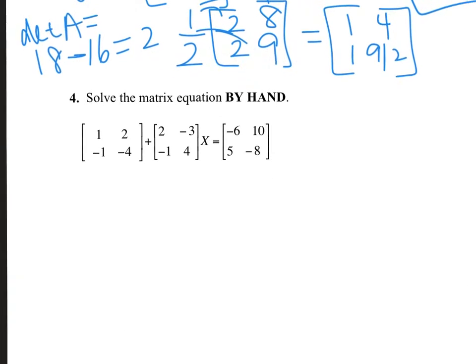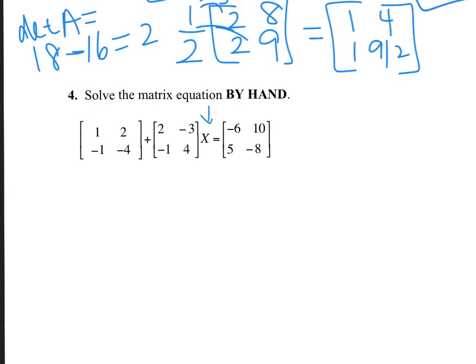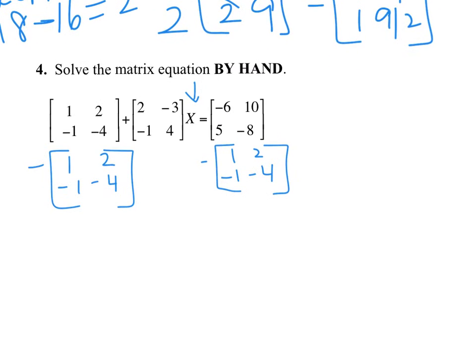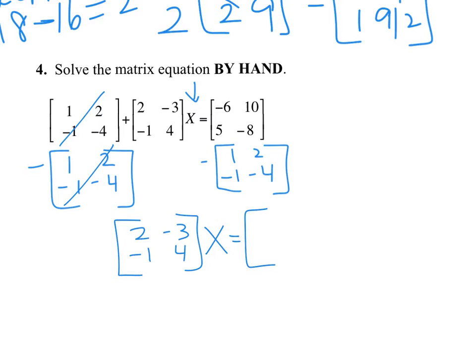Here we go. For matrix X, we're first going to start by subtracting this on the other side. So minus 1, 2, negative 1, negative 4. So start by doing that. Be careful on your subtraction, okay? That's going to get rid of that. So I'm going to be left with A times matrix X equals. Now, if you need to use a calculator, shh.